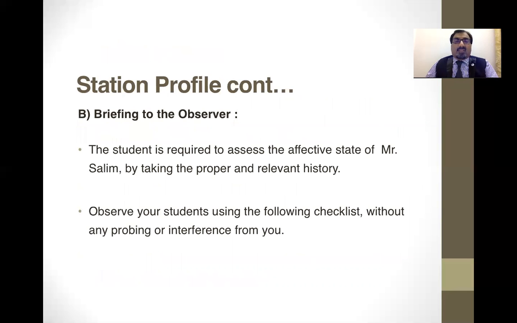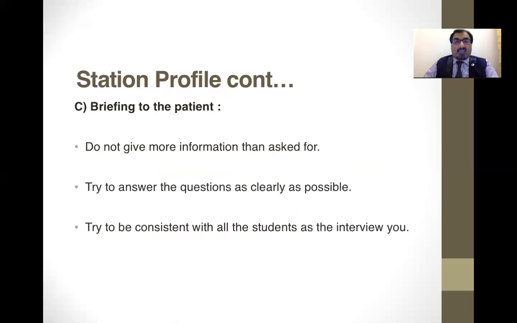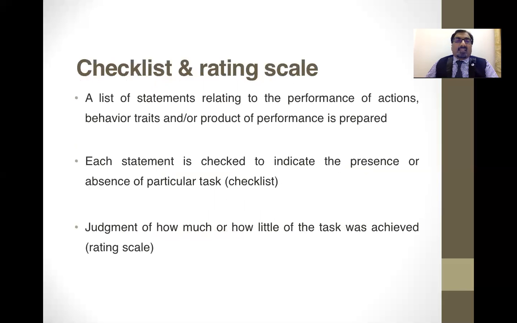So the student is required to assess the affective state of the patient by taking a proper, relevant history. If they are going with relevant, focused history taking and asking relevant questions, they are assessed accordingly. Then we look at the checklist and rating scale, a list of statements relating to the performance of actions, behavior, traits. Each statement is checked to indicate the presence or absence of a particular task, according to the checklist, and how the task has been performed.